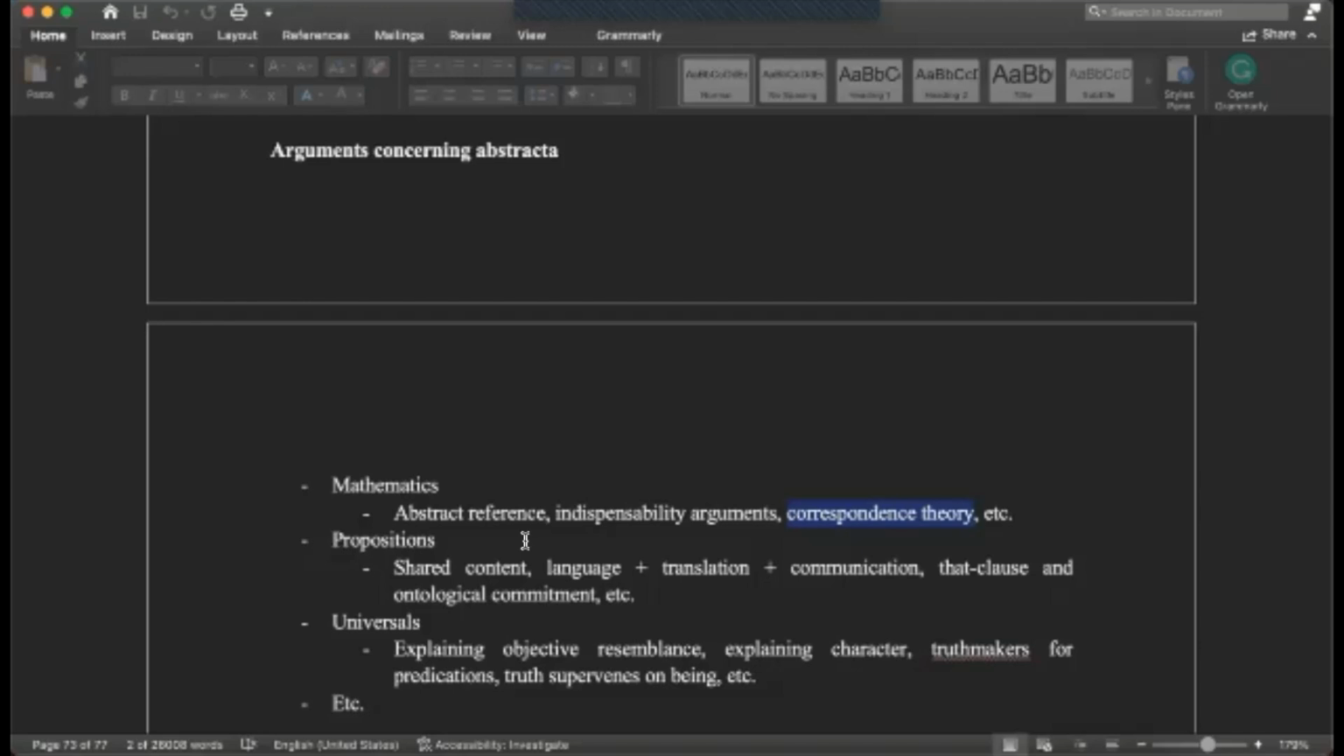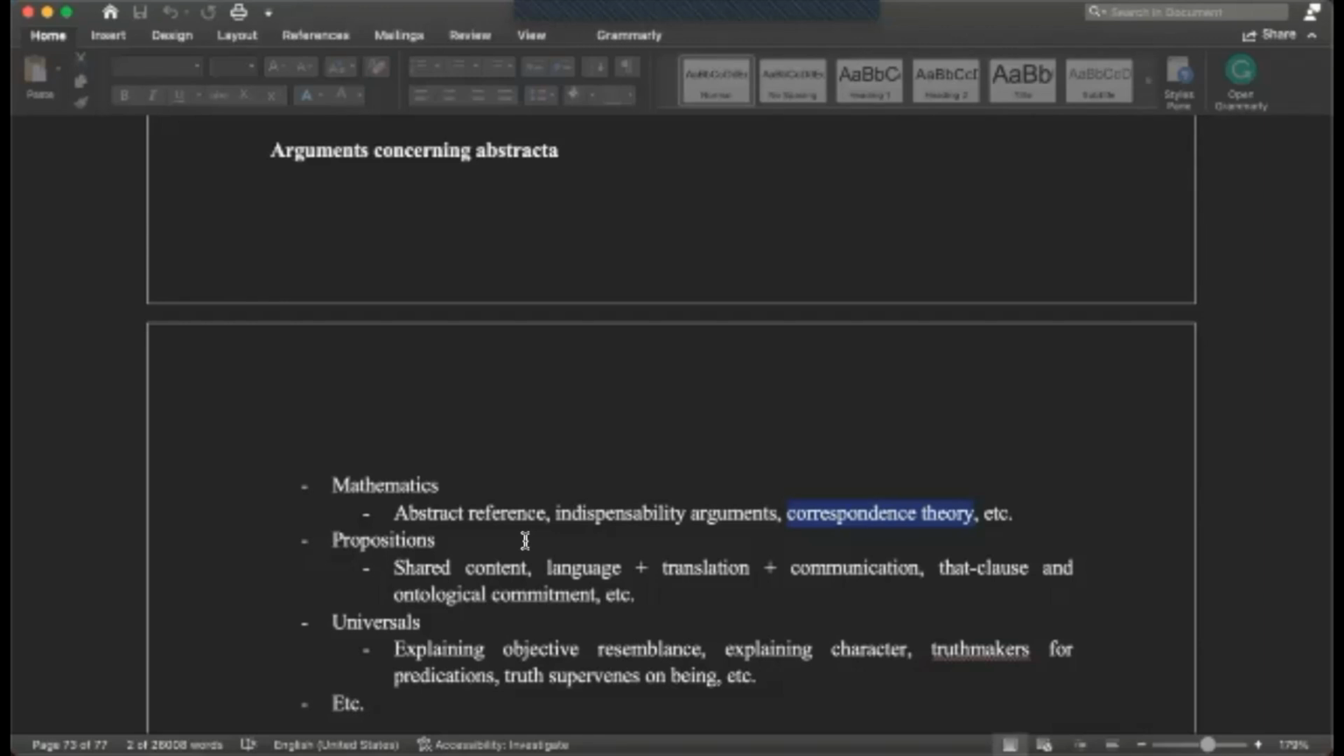Similarly, propositions make sense of translation. Propositional content is precisely what's shared between translations, like "snow is white" and "Schnee ist weiß." Right? Those are different sentences. And so there's a distinction between these, but there's something obvious that they have in common. They have a shared meaning, and the meaning of that corresponds to a proposition. You have arguments from that-clauses and ontological commitment and so on.